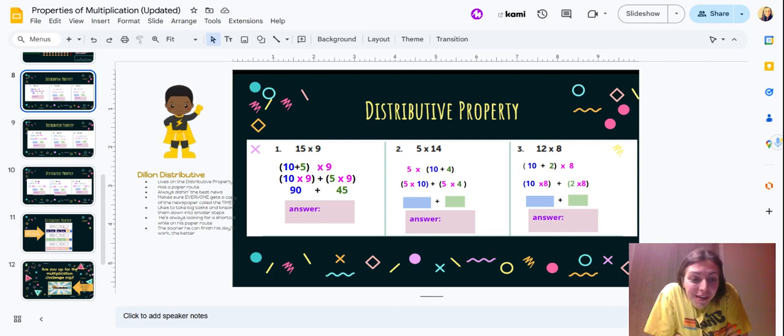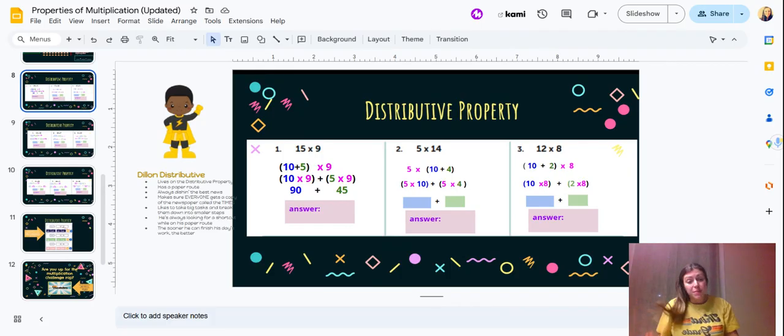All right, y'all, we are going to work on the distributive property with my friend Dylan Distributive, over here. So we've met him, we've talked about him. He's going to help us take big problems and break them down into two smaller problems, okay? Then we're going to take those two products, find the sum, and that's going to be our original answer.